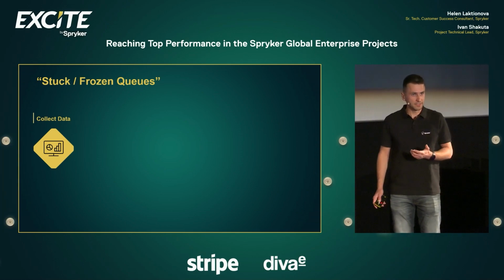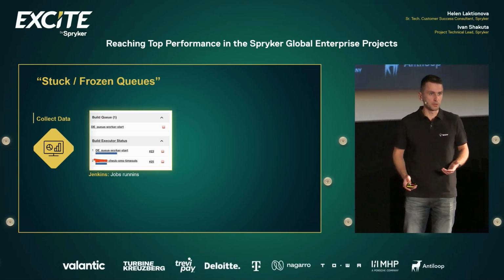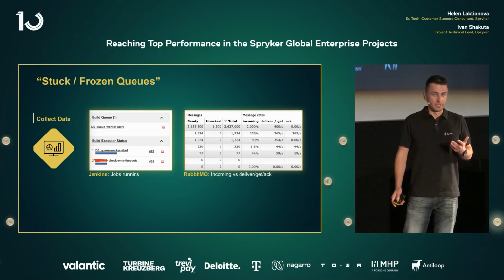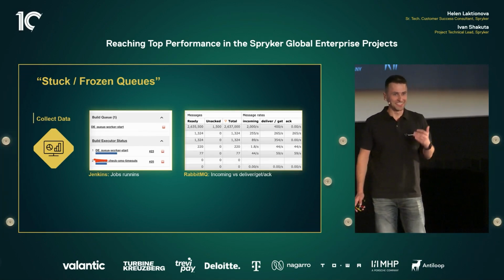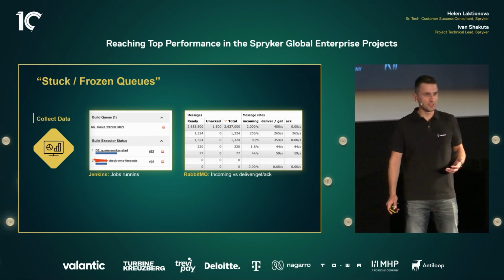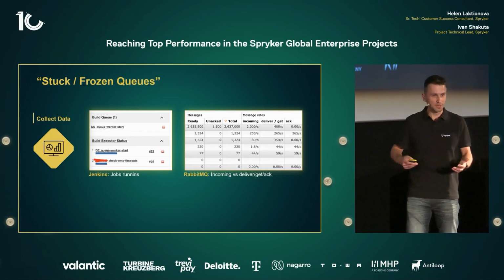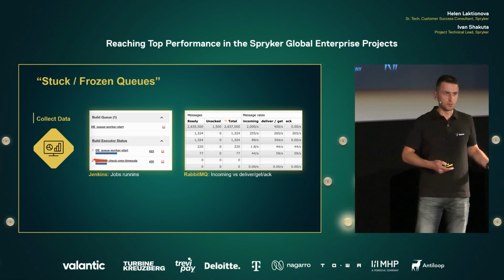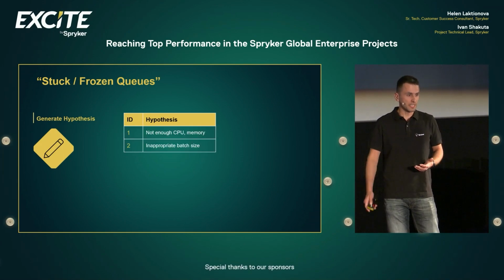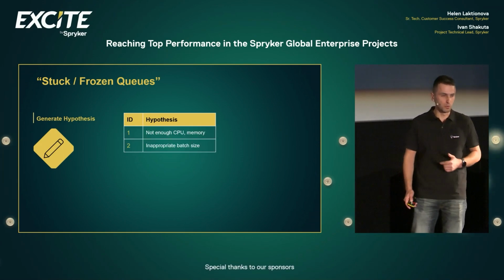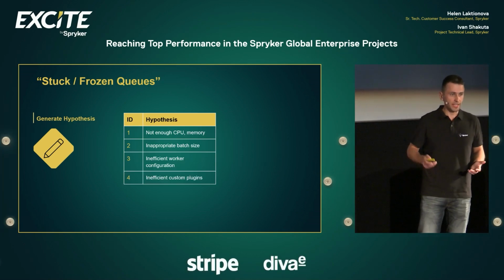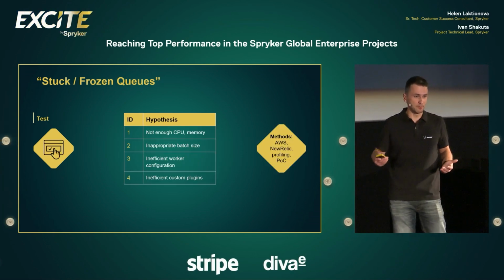The next step is collecting the data. For this, we have two main sources: RabbitMQ and all the details it can provide, and the Jenkins UI, jobs output, and the RabbitMQ statistics, such as total amount of messages, amount of incoming messages, speed of incoming and consumption, and also correlated with AWS data, like logs. Then we can generate the hypotheses, and there can be several. It's important not to have only one, like not enough resources, inappropriate configuration, or custom plugins. And eventually you have to test them according to priorities.